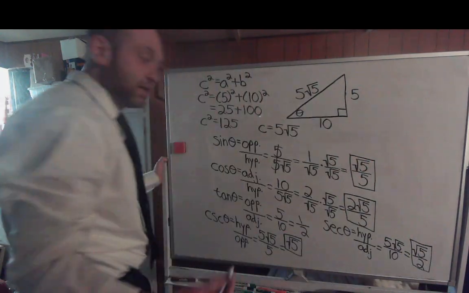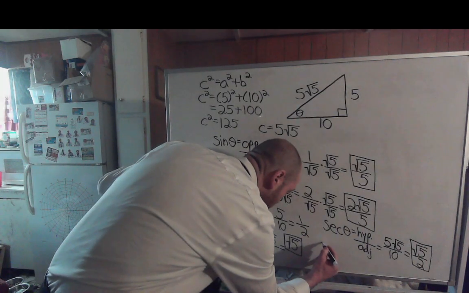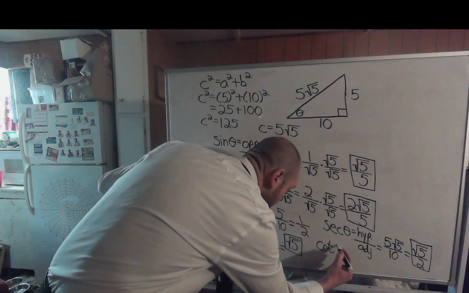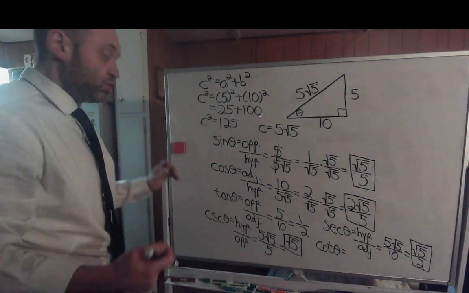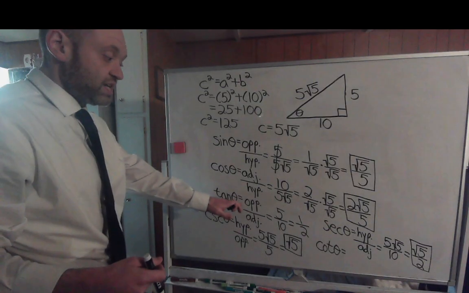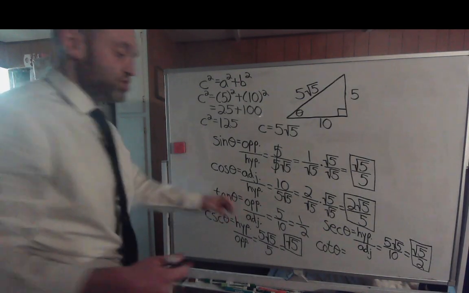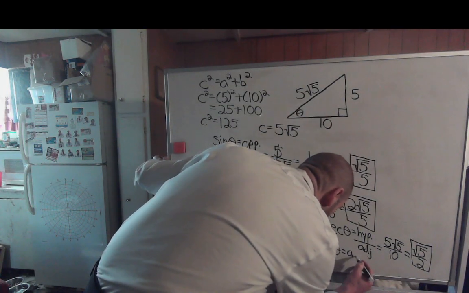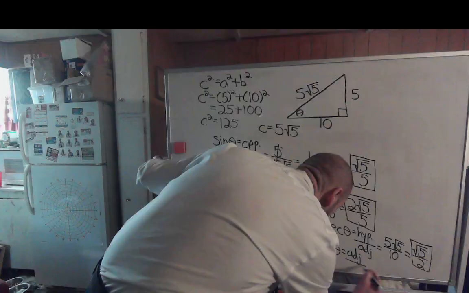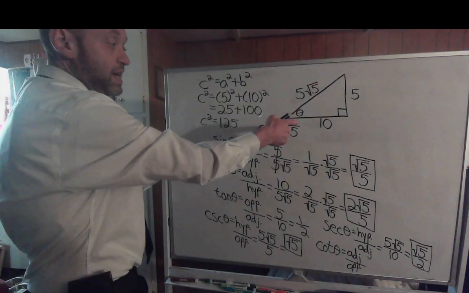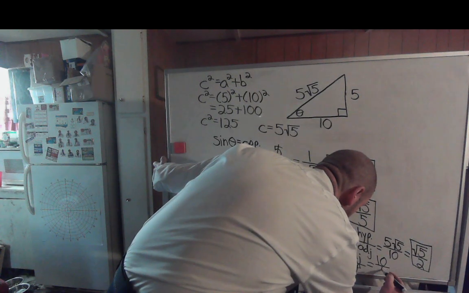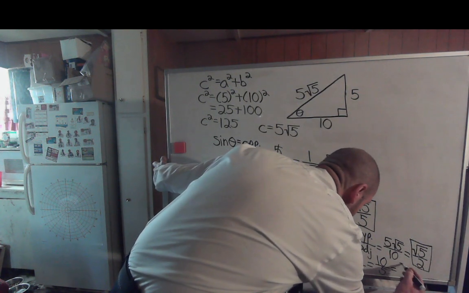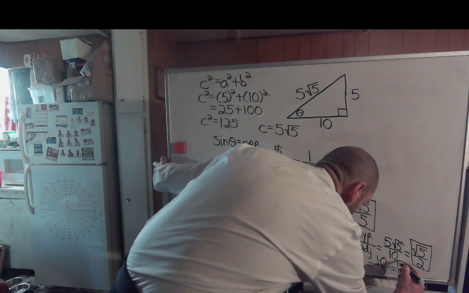And then last but not least, let's find the cotangent of theta. So the cotangent of theta, well, it's the reciprocal of the tangent of theta. Your tangent's opposite over adjacent, so cotangent would have to be adjacent over opposite. All right, so the adjacent to theta is 10. The opposite side is 5. So your cotangent of theta is simply 2.